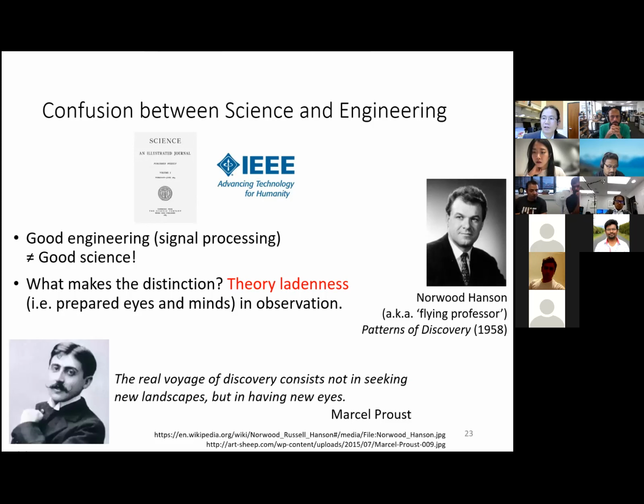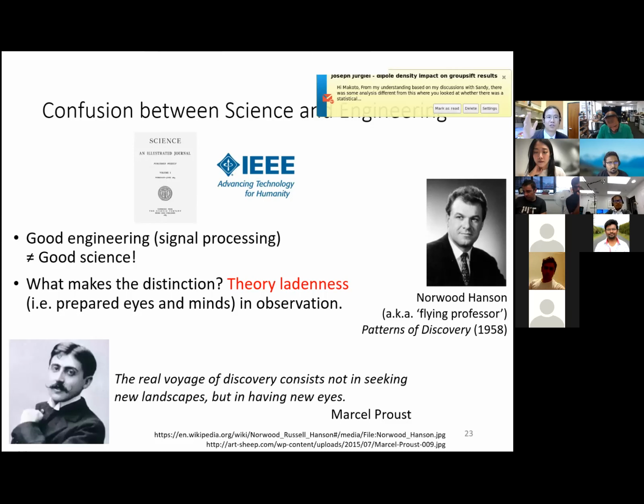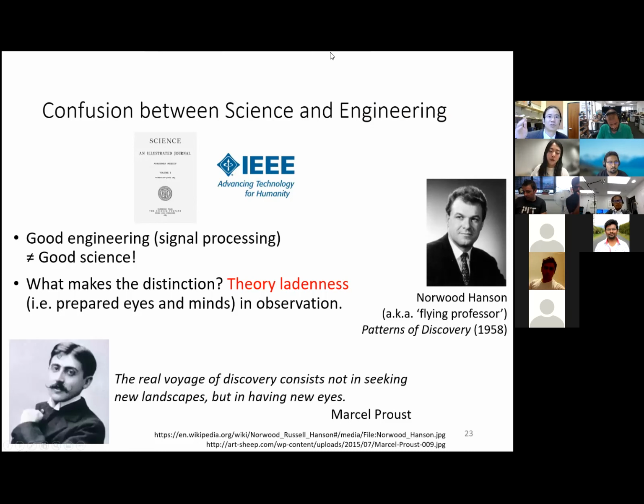And he said the theory-ladenness in observation is what makes science science. This theory-ladenness means you always have to have some prediction. Without a prediction, even if you see some phenomena which is potentially very important, you cannot get its meaning. You can only realize the importance or meaning of the phenomena if you have prediction. And this prediction, in his term, is called theory-ladenness.